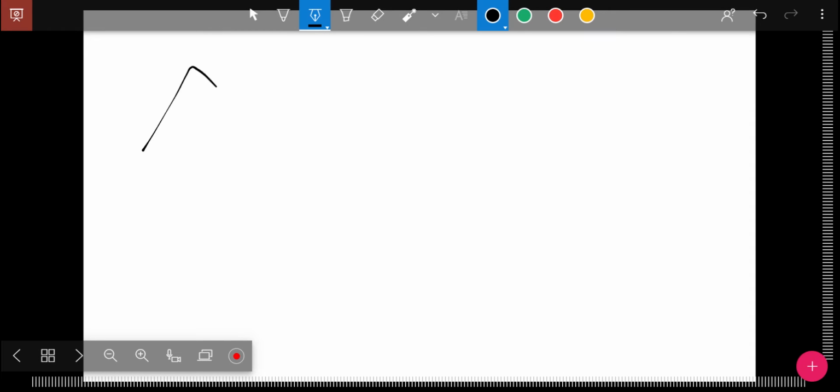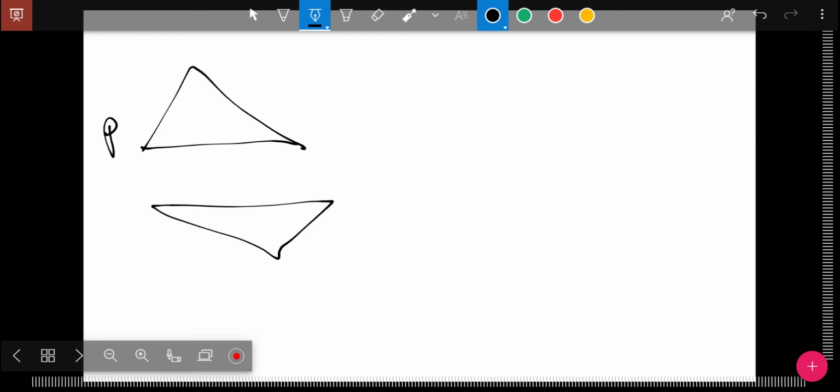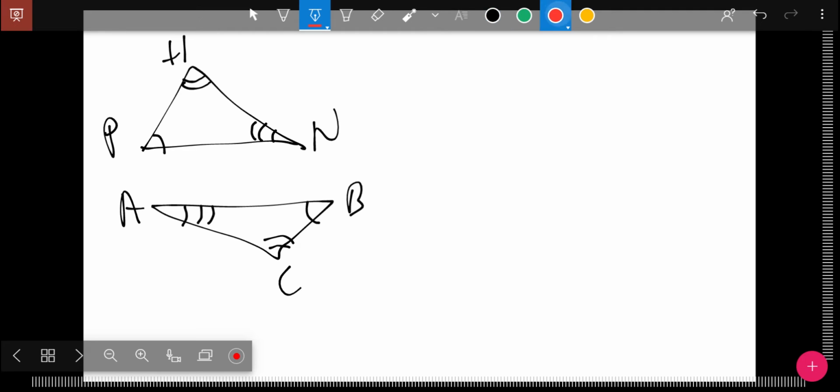And so we have two triangles. We're going to call the first one PHN here. And then we'll use A, B, and C. So are those two triangles congruent right now? Well, all the angles are, but do I know anything about the sides? I do not. So I would need to know something about the sides as well.